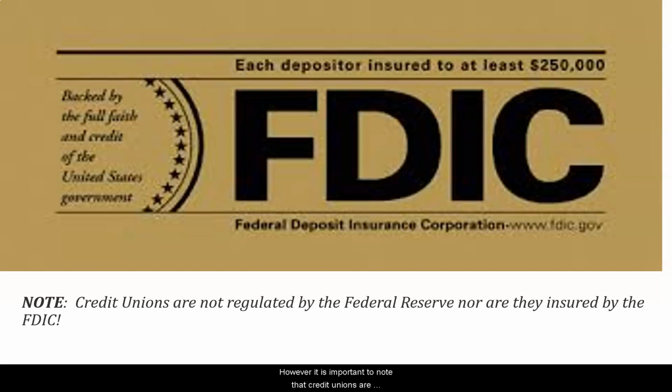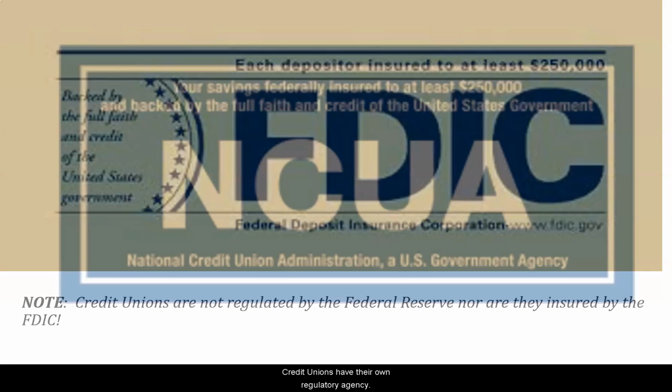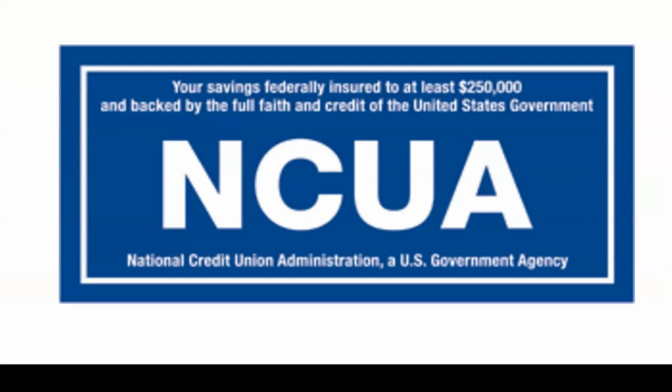However, it is important to note that credit unions are not regulated by the Federal Reserve, nor are they insured by the Federal Deposit Insurance Corporation. Only banks that are regulated by the Federal Reserve are insured and backed by the Federal Deposit Insurance Corporation. Credit unions have their own regulatory agencies, and the primary one is the National Credit Union Administration, which is a government agency.